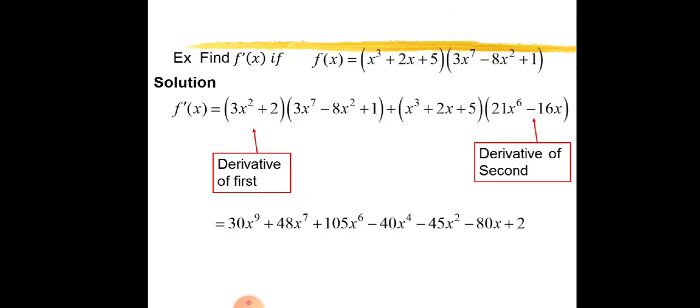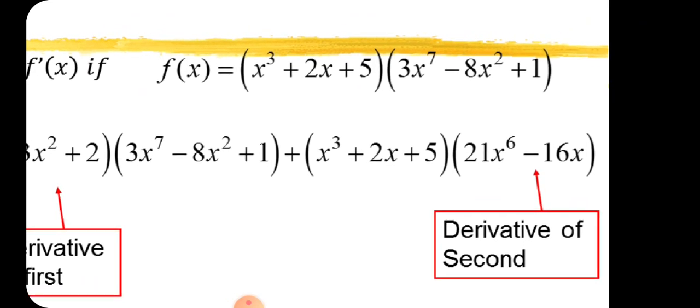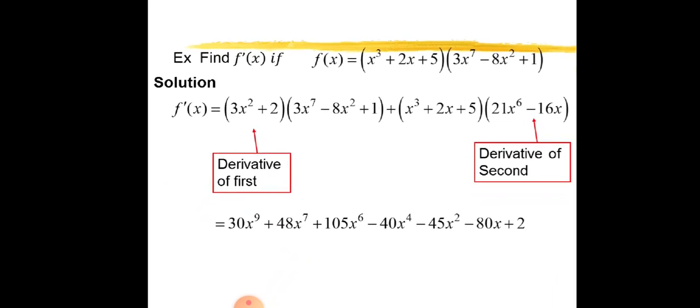Example number 3. Here you have f of x equal to the product of these two functions. So f prime is the derivative of the first bracket, here x power 3, put the power down and subtract 1 from the power, so you have 3x squared. The derivative of 2x is 2, and the derivative of the constant 5 is 0.